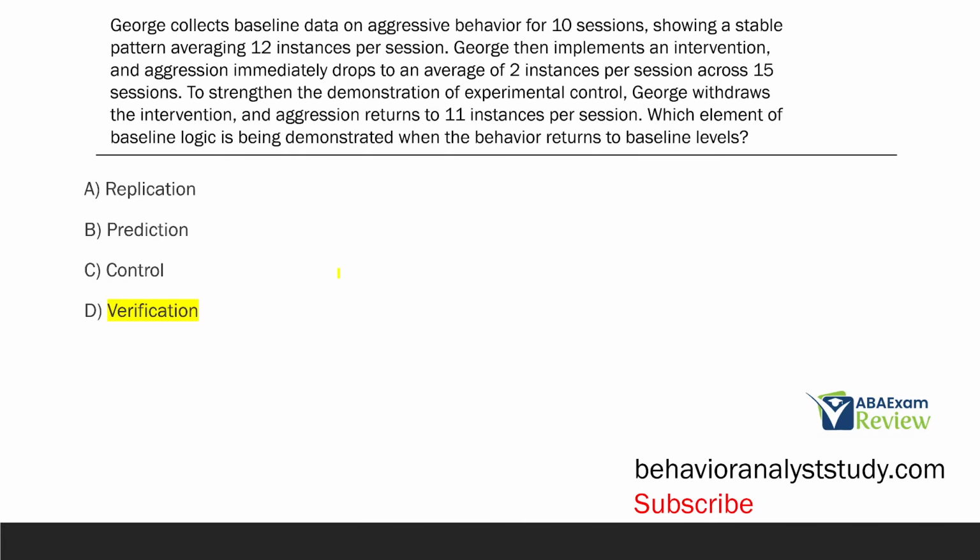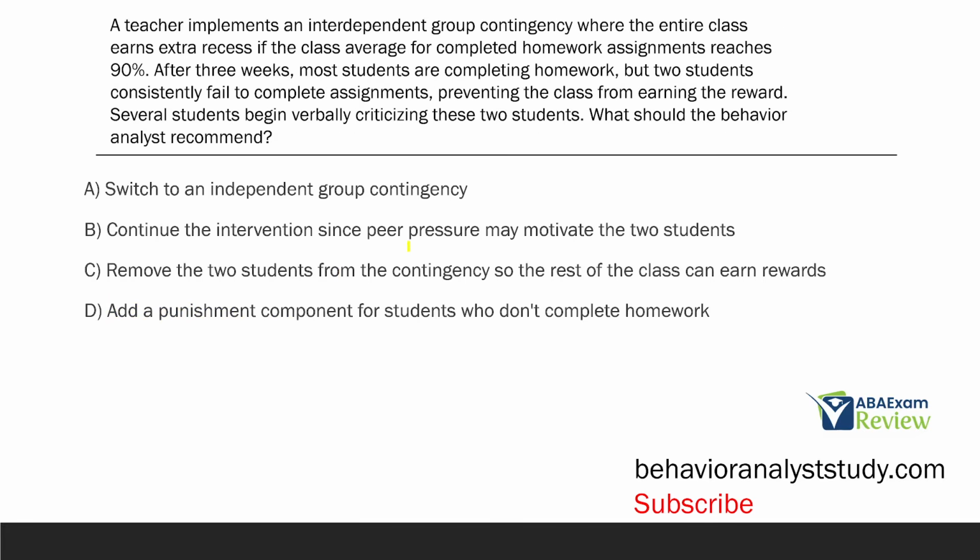A teacher implements an interdependent group contingency where the entire class earns extra recess if the class average for completed homework assignments reaches 90%. After 3 weeks, most students are completing homework, but 2 students consistently fail to complete assignments, preventing the class from earning the reward. Several students begin verbally criticizing these 2 students. What should the behavior analyst recommend?